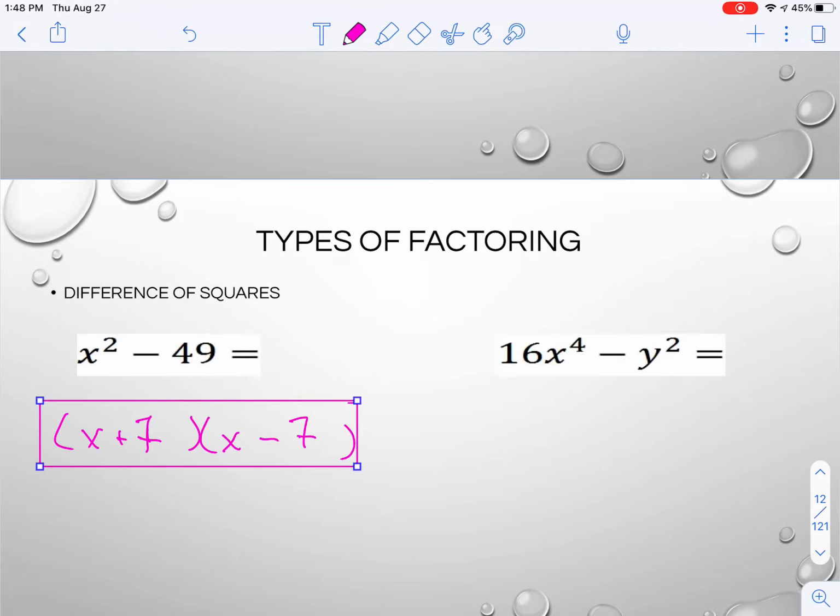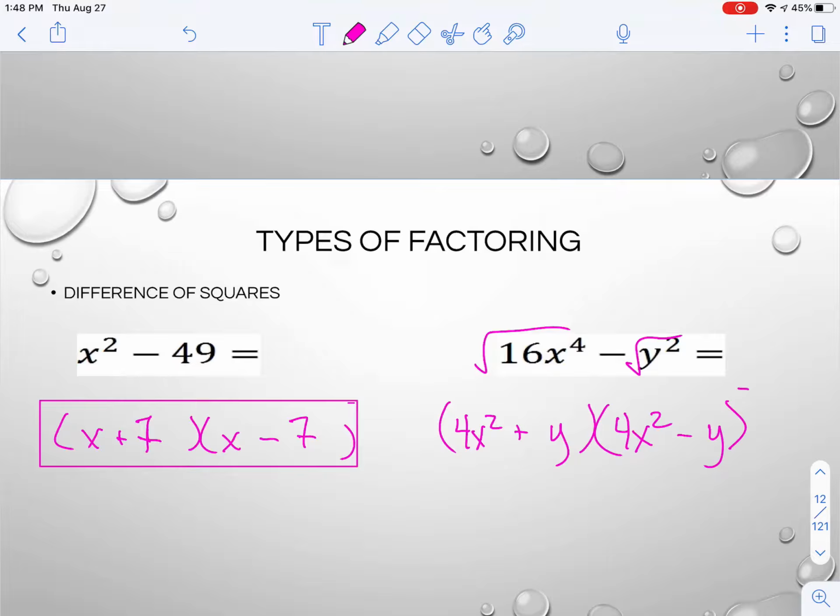Okay. Same thing here. When they look a little crazier or tougher, as long as it's still a perfect square, you can do this. So the square root of 16x to the 4th is 4x squared. The square root of y squared is y. Make one addition, one subtraction. There's your answer.